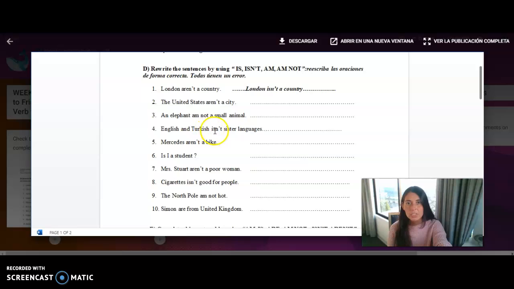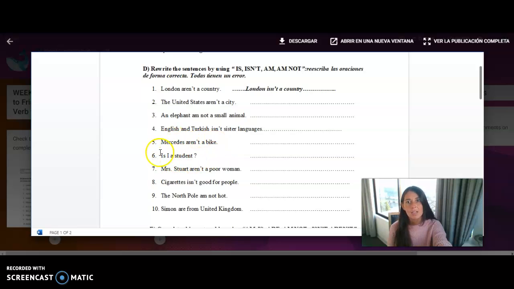English and Turkish isn't sister languages. English and Turkish are two. So the subject there, the pronoun there is they. They aren't. So English and Turkish aren't sister languages. Mercedes isn't a bike, not aren't. Mercedes, it isn't a bike.